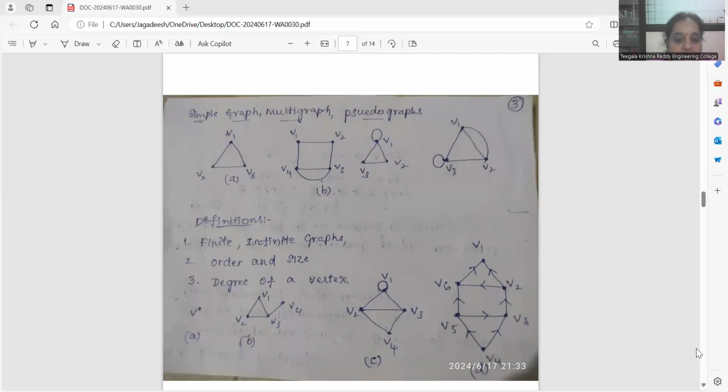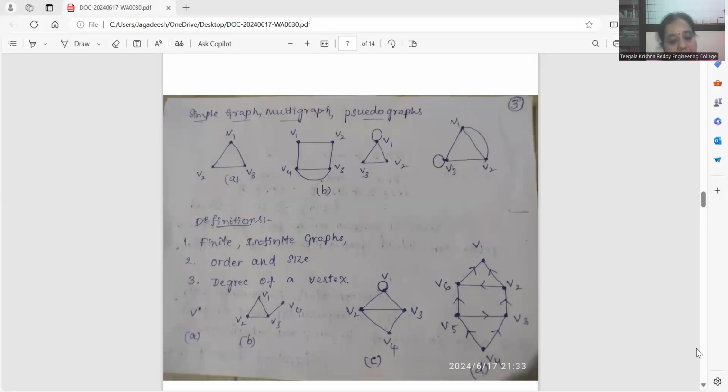And the third definition is the degree of a vertex. Apart from the isolated graph, for any graph with some number of vertices and edges, we have to define the degree of each vertex. Now, what is the degree here? The number of edges incident on that vertex is called the degree of the vertex. Coming to A, it is an isolated vertex, with no edges incident on it, so the degree of that vertex is 0.